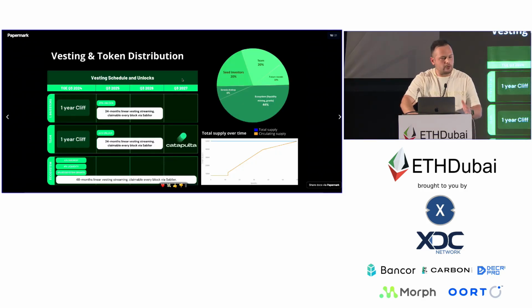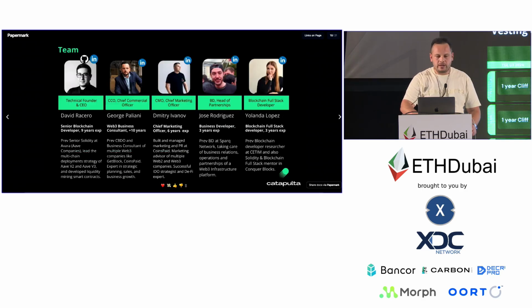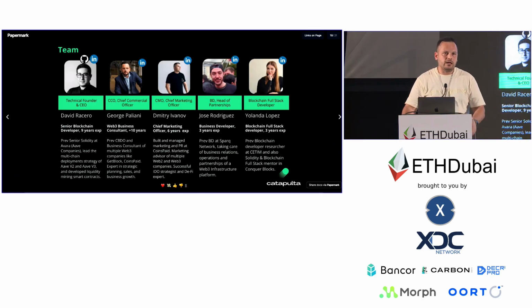Basically, that's it. This is our vesting and token distribution model. I'm not going to be stopping on that. If you're interested, I'm going to share this information with you afterwards in the corridors of this splendid event. I'm just finalizing with the team.